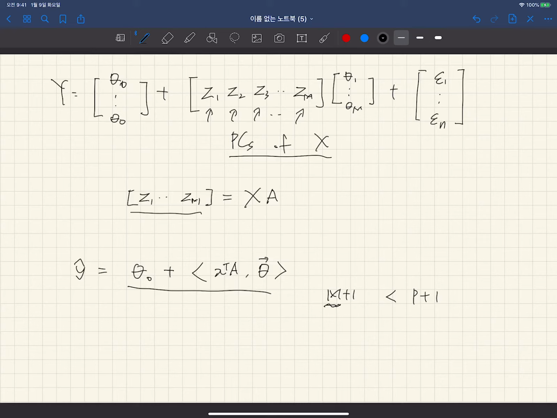Okay, and here the A matrix basically is equal to the sigma inverse and pi 1, pi 2 up to pi m matrix. Okay, so what is the meaning? I will explain.